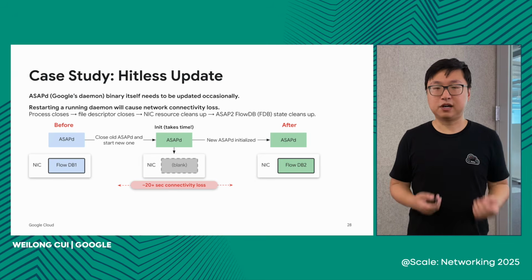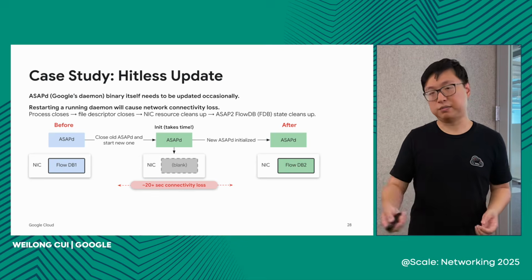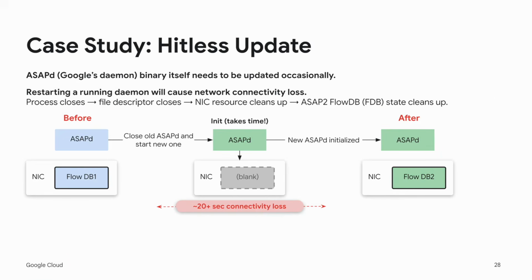Next, I will talk about how we do in-service software upgrades without disrupting our customers' traffic. As you can imagine, we need to occasionally roll out new versions of the software to bring in new features or bug fixes. The naive way to do this would be we just shut down the old version of the software and we kick off the new.